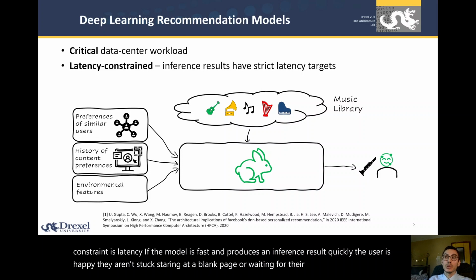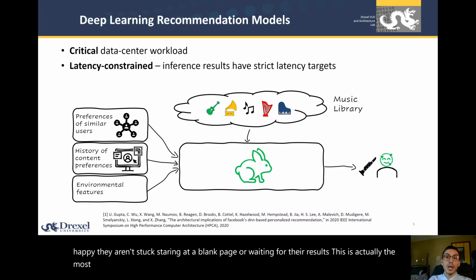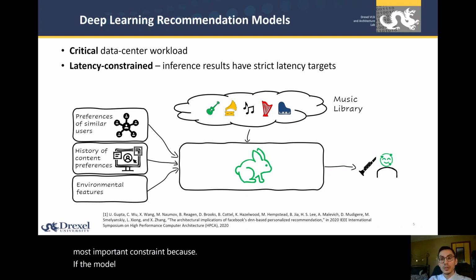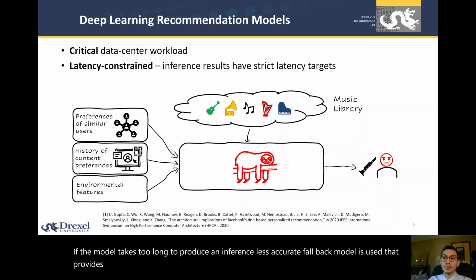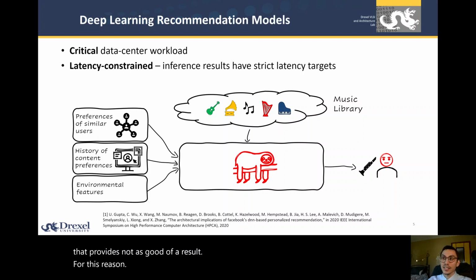This is actually the most important constraint because if the model takes too long to produce an inference, a less accurate fallback model is used that provides not as good of a result. For this reason, tail latency is a paramount metric for a recommender system.